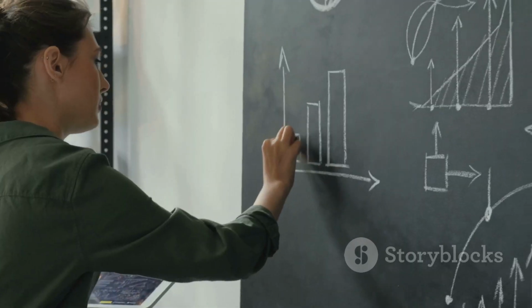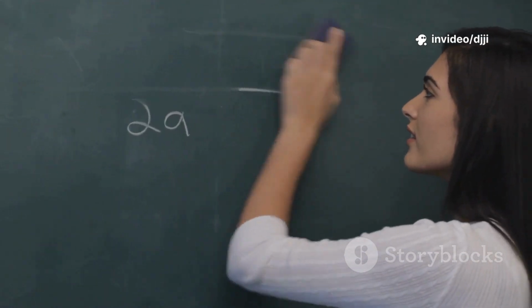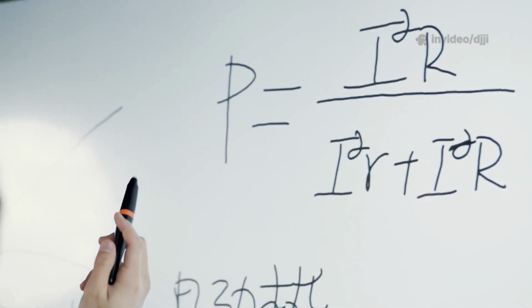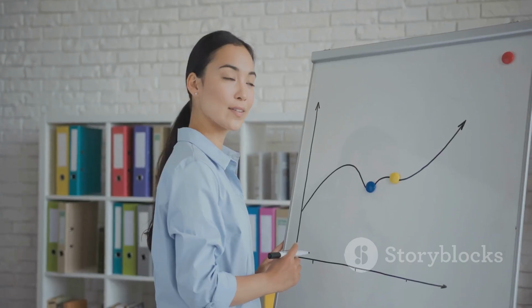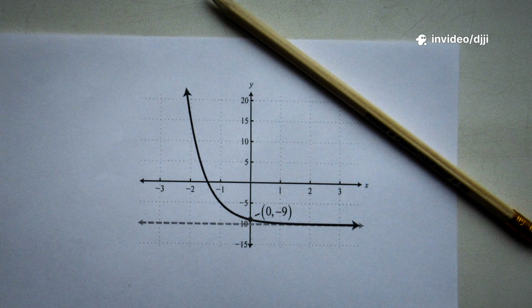Sinusoidal functions, sine and cosine waves, model real-world cycles. The general form is y equals a sin(bx + c) + d, or y equals a cos(bx + c) + d. D shifts the wave up or down, a sets the amplitude, b controls the period, and c shifts it left or right.